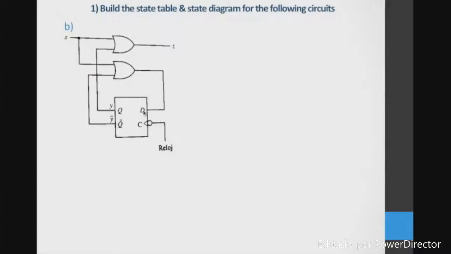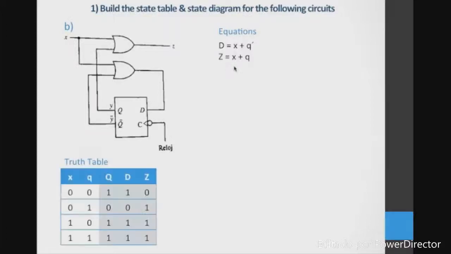We can see that we need to get the D and the C. Here are the equations and we can see that the D is an OR composed by the X and the Q inverted, and the C is also an OR composed by the X and the Q. The second step is to build the truth table.